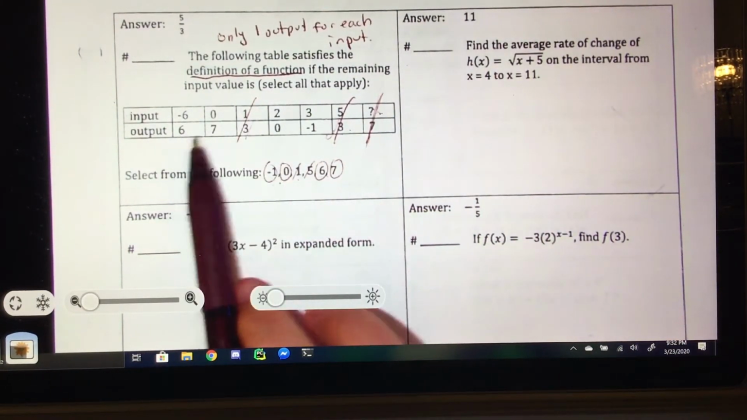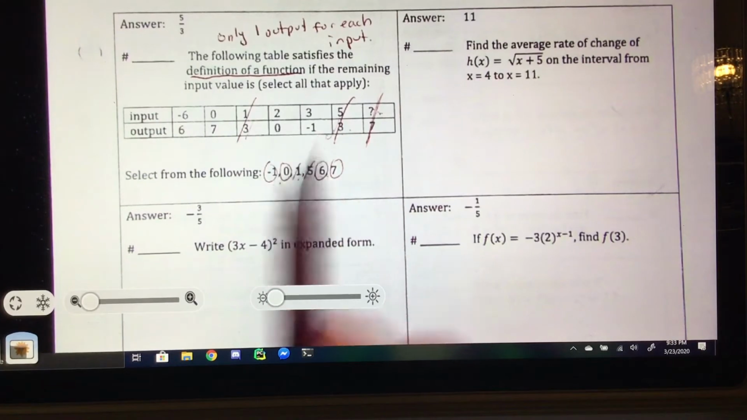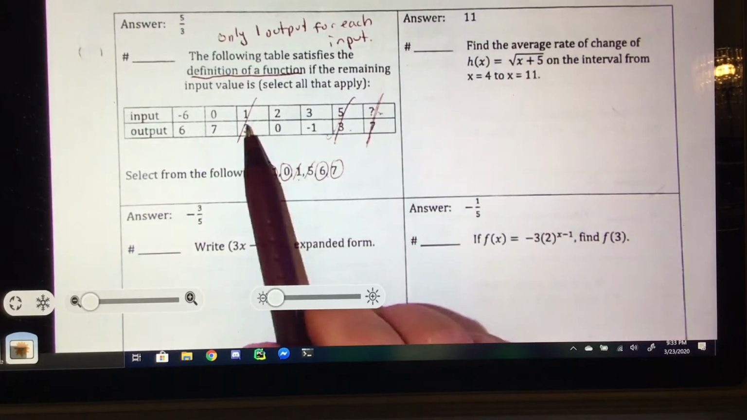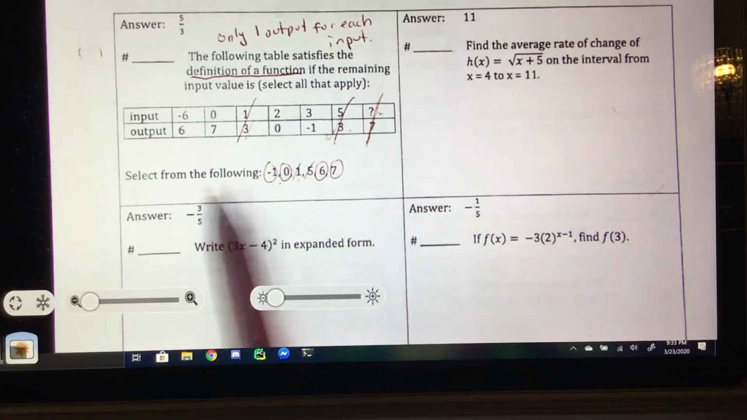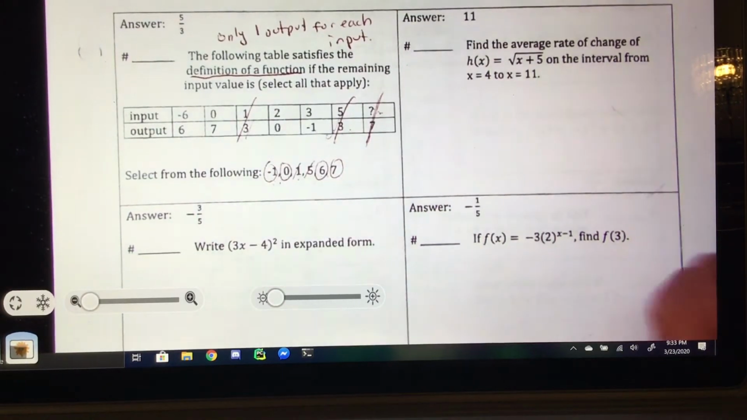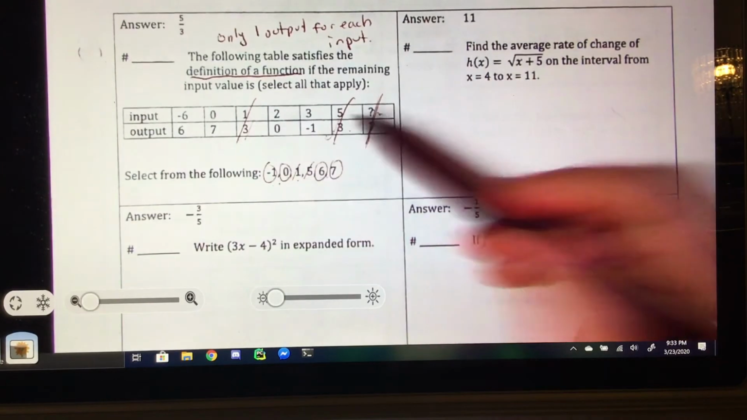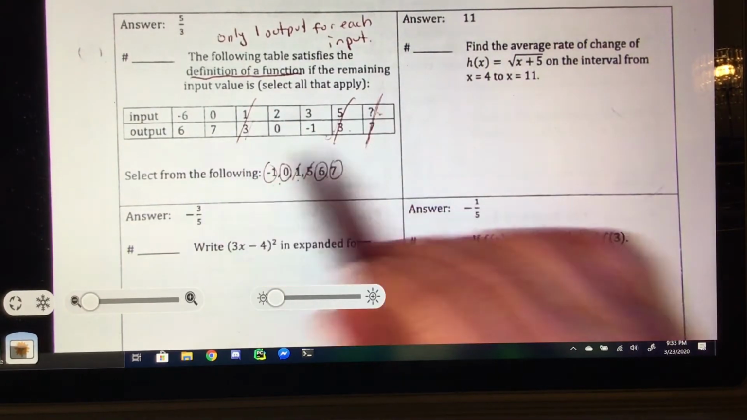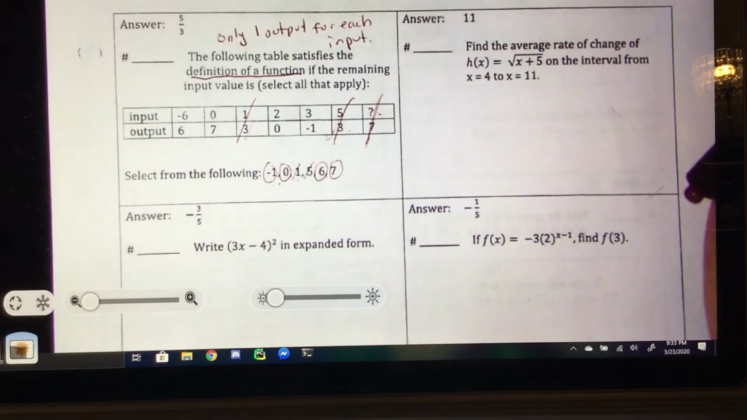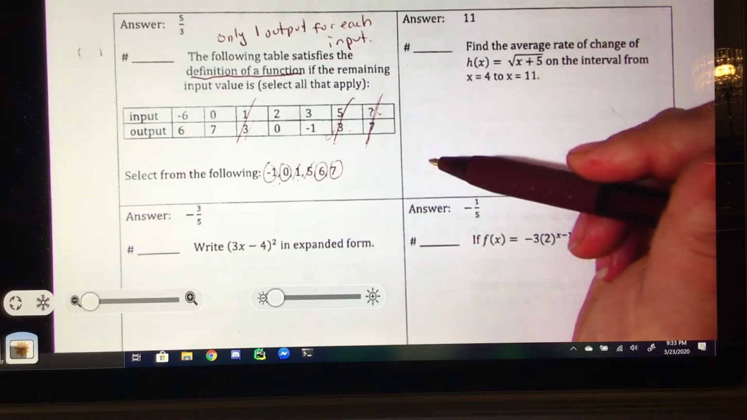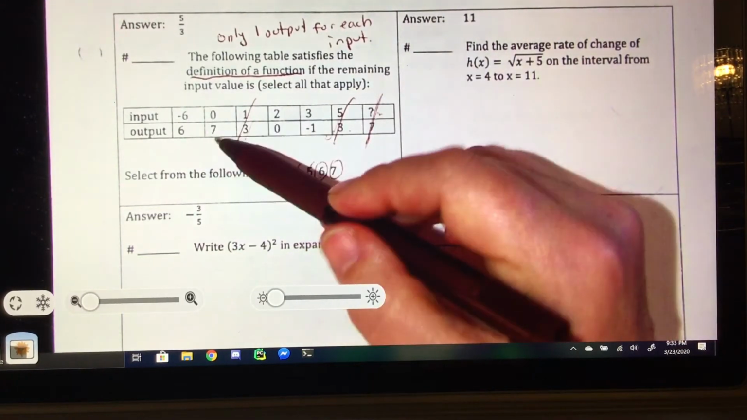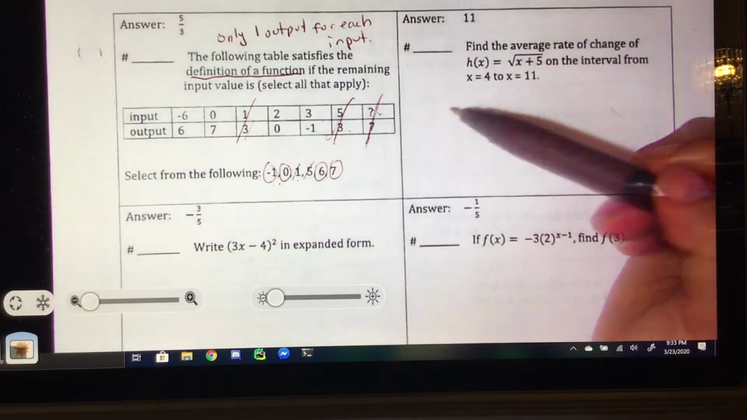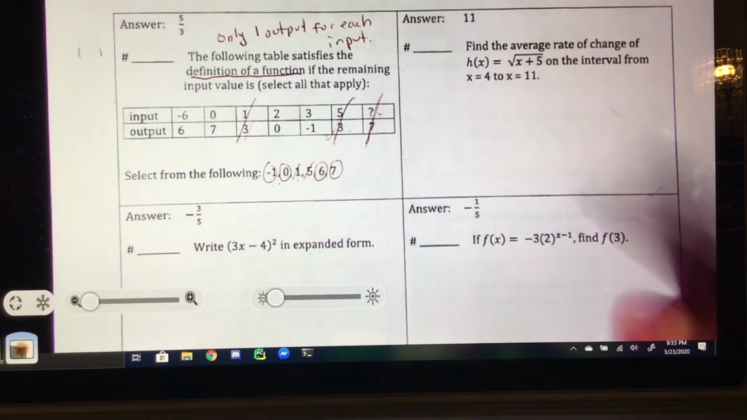And that leaves 6, 7, 0, and -1 to make this a function. We can't have 1 or 5. They weren't on here. It wasn't even looking at numbers that were outputs. So 6, 7, 0, and -1. They just put them in a different order.